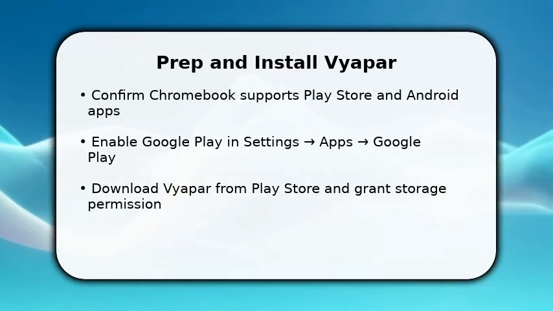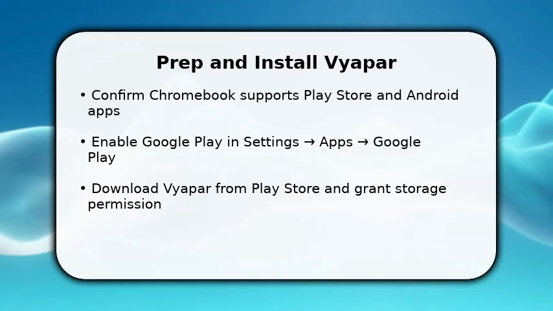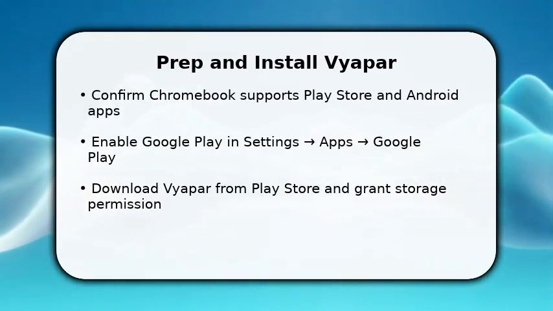Make sure to grant storage and camera permissions so invoice PDFs and product images save correctly. This first step gets the app on your device and prevents permission errors later, so don't skip granting required access.